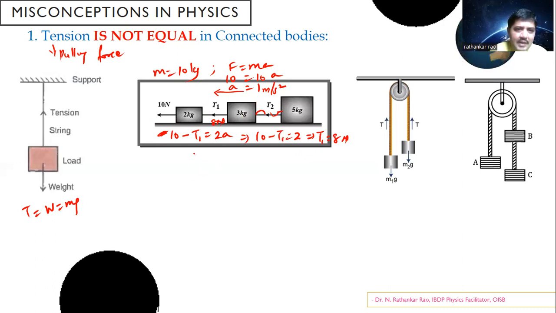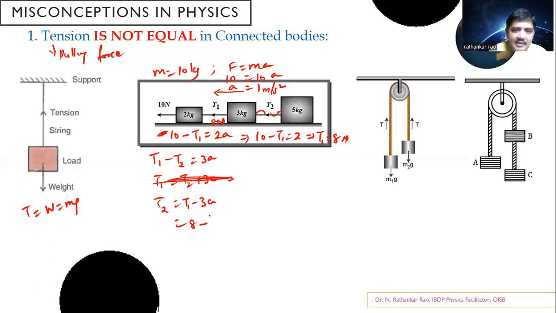Let us look at this also if you want. Now for the second object, I can write T1 minus T2 is equal to 3, right? And thus I can write T1 is equal to T2 plus 3. I need to get the value of T2. T2 should be equal to T1 minus 3. I can write like this. What is T1? T1 we already got 8.